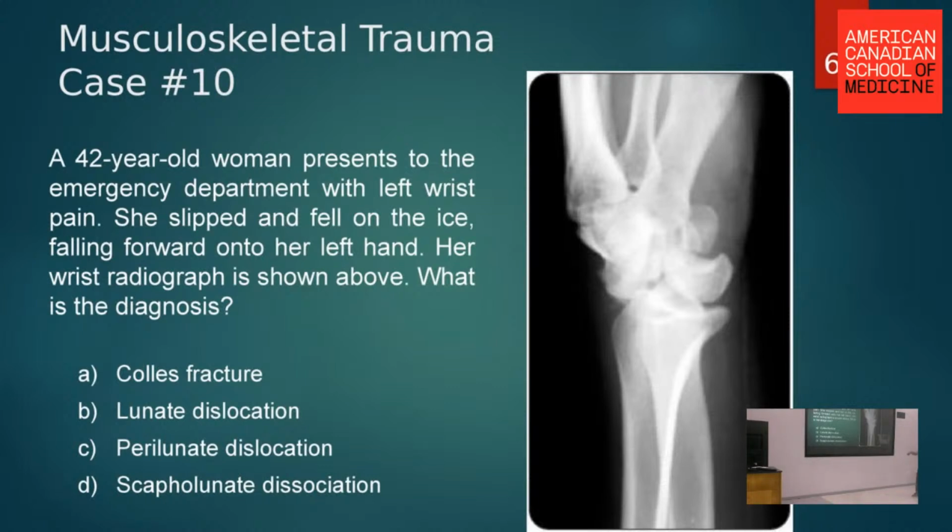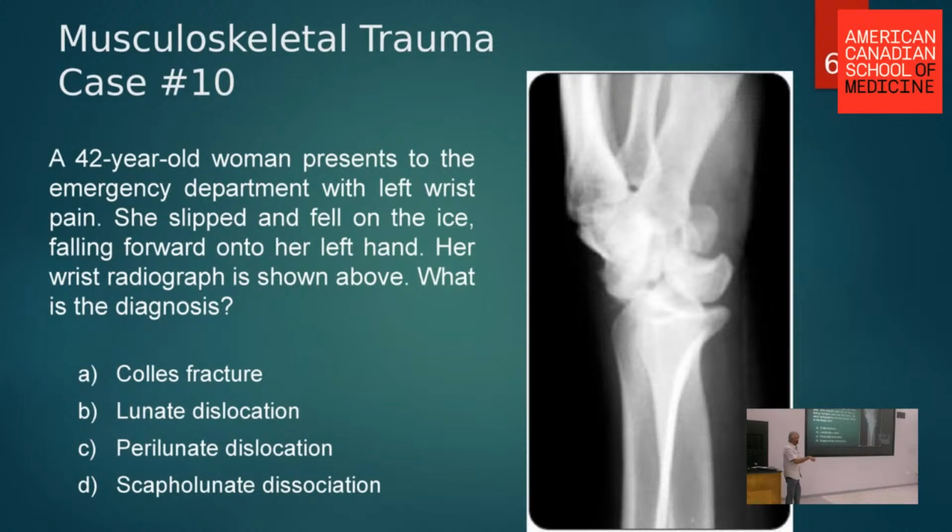So just to get your anatomy, this is a lateral radiograph of the wrist. So Colles fracture, we saw that. Does it look like a Colles fracture? I don't think so. Scapholunate dislocation. This probably wouldn't be the type of view that you'd see that in. So we'll narrow it down to B or C.